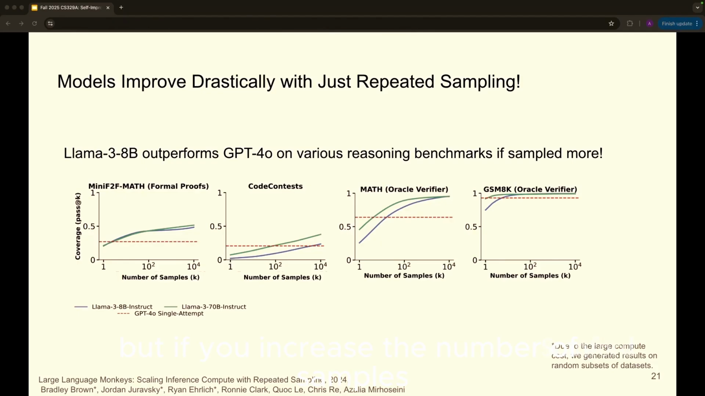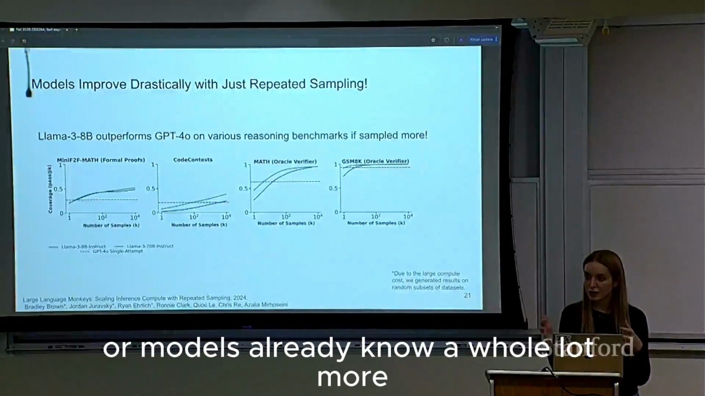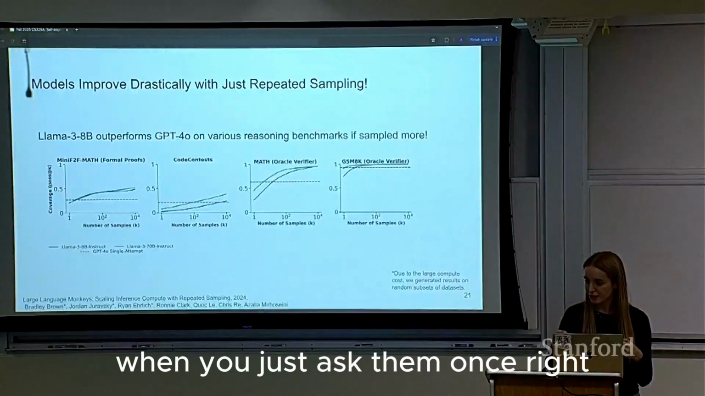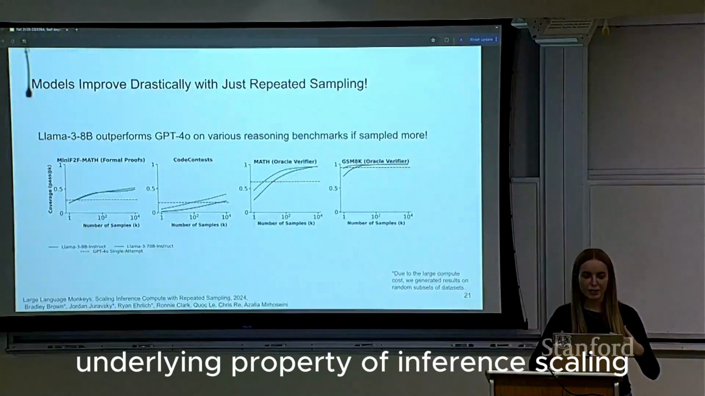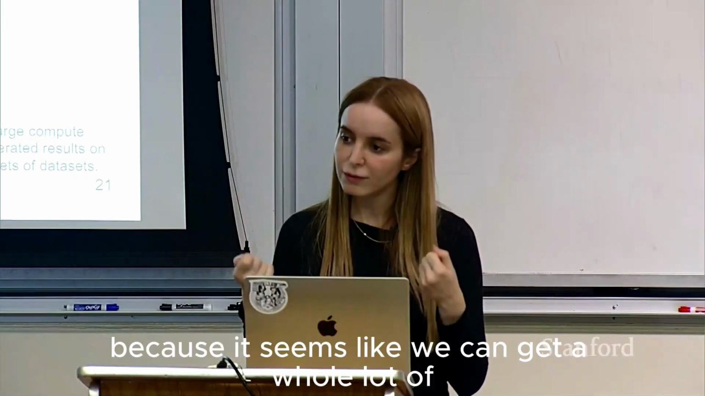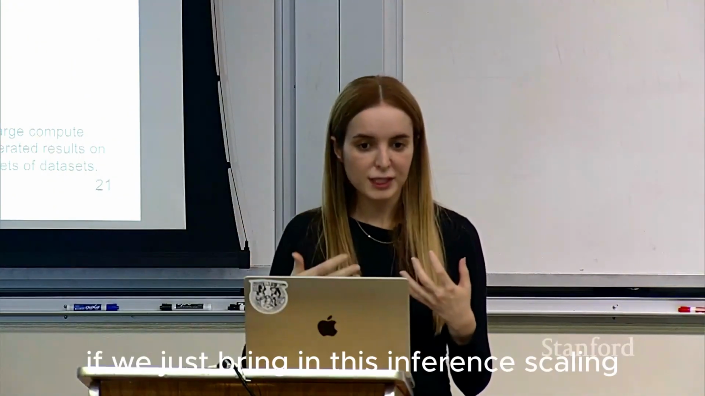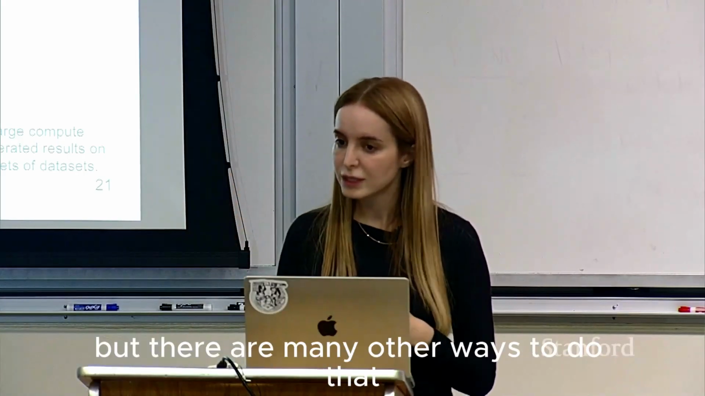But if we increase the number of samples from these models, in all of these cases, they do better than the GPT-4o model. And what it says is that it seems like the models already know a whole lot more than what you get out of them when you just ask them once, right? So this is the underlying property of inference scaling, because it seems like we can get a whole lot more capability and problem solving ability from these models if we just bring in this inference scaling. Here we are showing repeated sampling, but there are many other ways to do that.